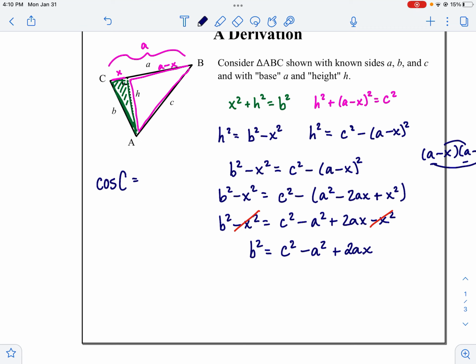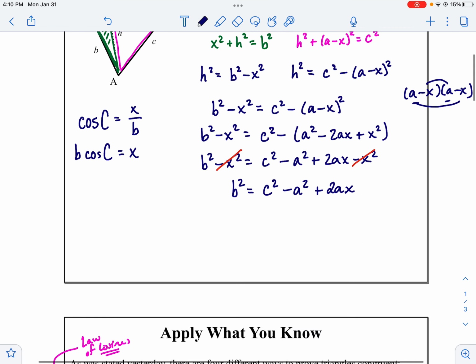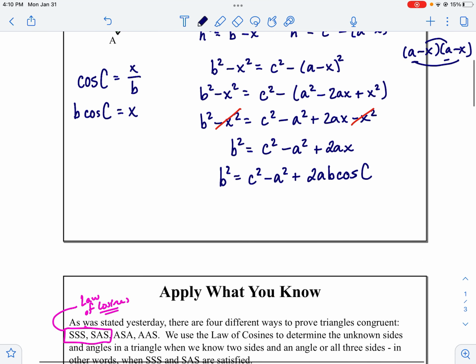So I know then that x over b... So then, multiplying the b over, I know that x equals b cosine c. And so then I'm going to just substitute that in. So I know then that c squared minus a squared, and then I've got 2a, and then where x is going to be b cosine of c. So that is the law of cosines.